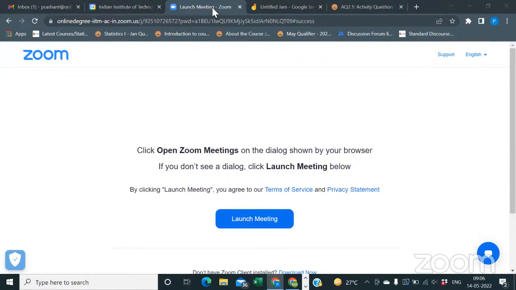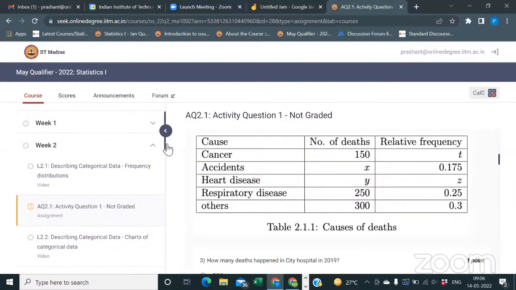May I write in the chat? You can write and you can also search it and tell me. Okay, then we will go on, sir. Yes, Binay, you can ask. Activity 4, question number 5, sir. 2.4, right? Yes, sir.